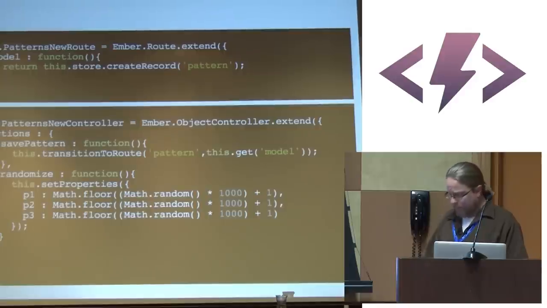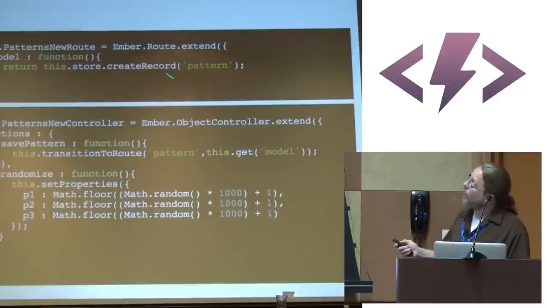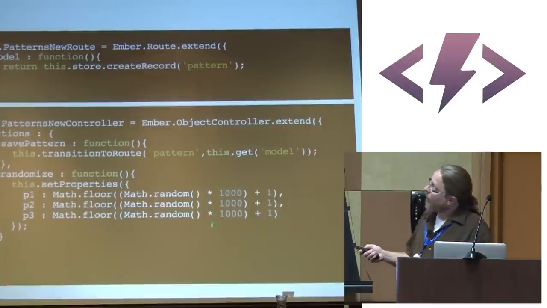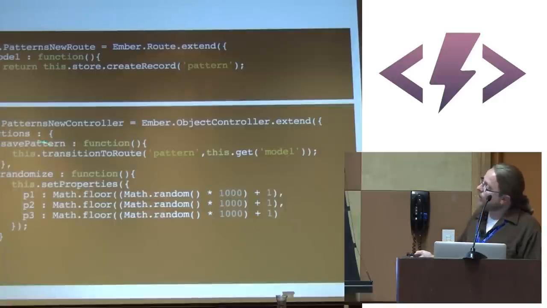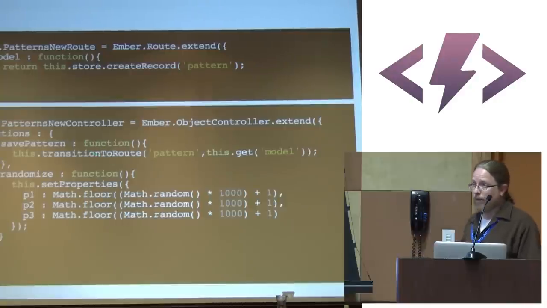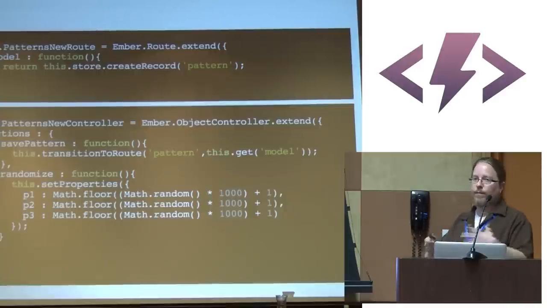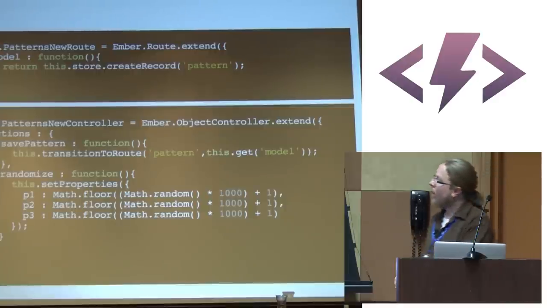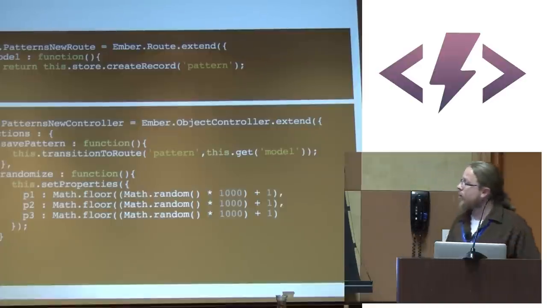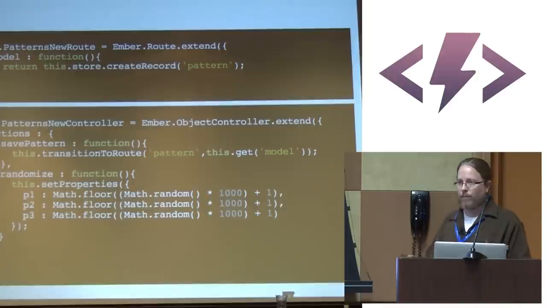The new route's model hook, the model being represented in the template, is just a new pattern. So to do that, we're going to say this.store.createRecord and create a pattern record. And then in the patterns new controller, we're going to have two different actions, one for savePattern. At this point, we don't even really need to call save on a model yet, because we're not persisting data anywhere. So we can just say, let's transition to the pattern itself, so that we're showing the pattern instead of looking at the form for the pattern. And then the randomize function just sets a random value on P1, P2, and P3 of the current pattern.